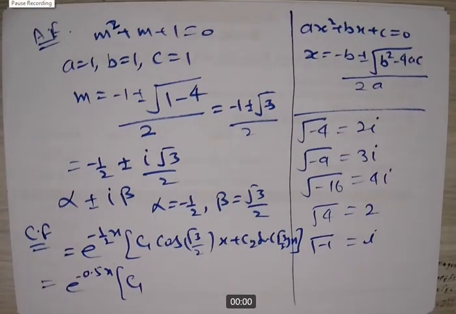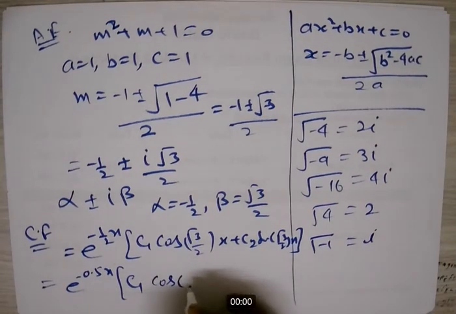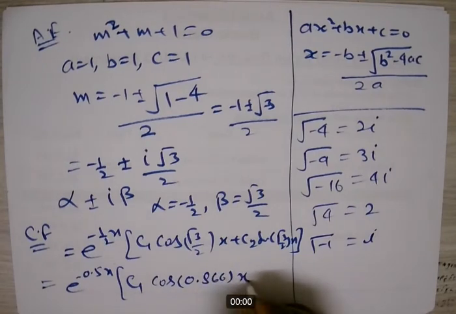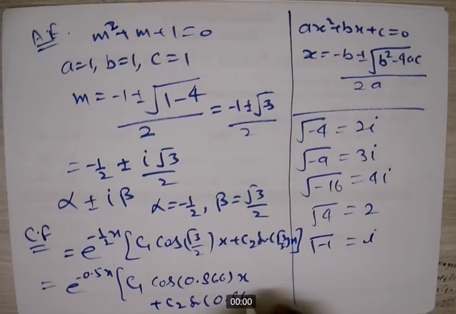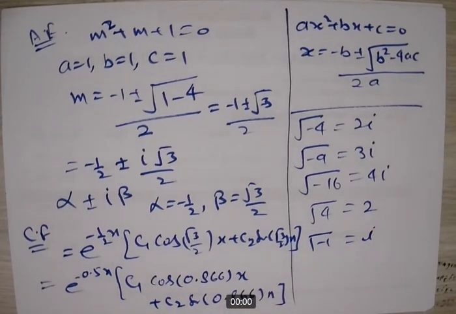Just do not forget, because this is a square root, when you use your calculator you will get the x1 root, but do not press the equal sign for x2. This will give you a repeating term. So use the shift button, and this will give you 0.866. So c1 cos 0.866x + c2 sin 0.866x. This is your complementary function.